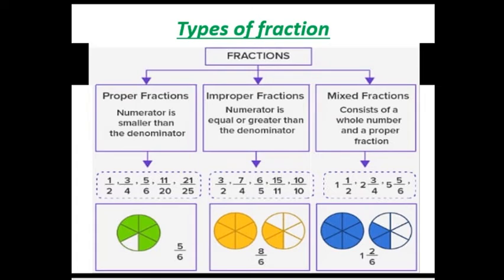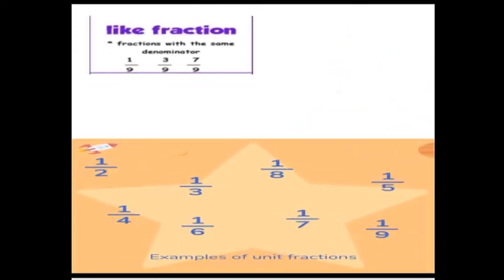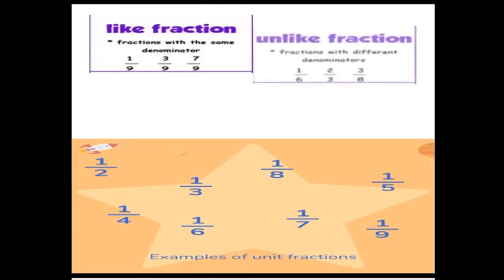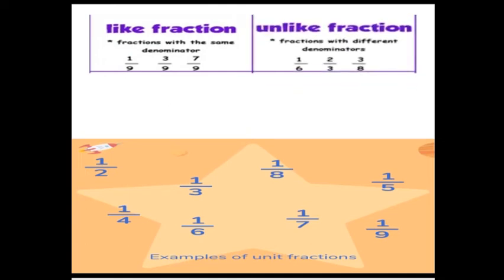Let us see some other types of fraction here. Like fraction and unlike fraction. What do you mean by like fraction? Like means same. Here, fractions with the same denominator we call like fractions. So here the denominator will be the same. Like means same and unlike means different. So here fractions containing different denominators are called unlike fractions.